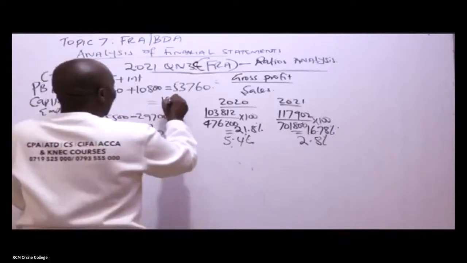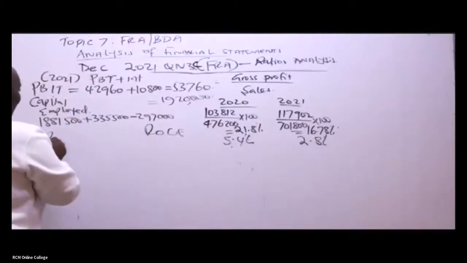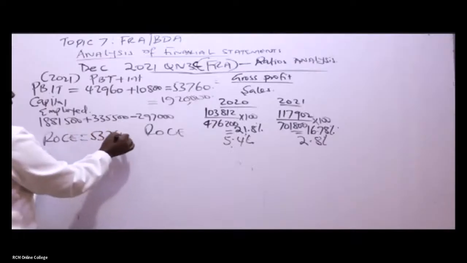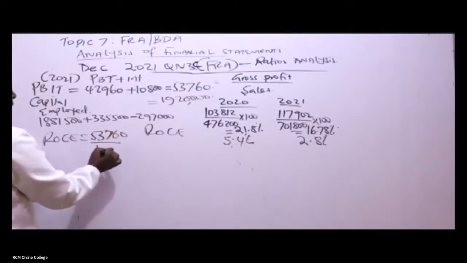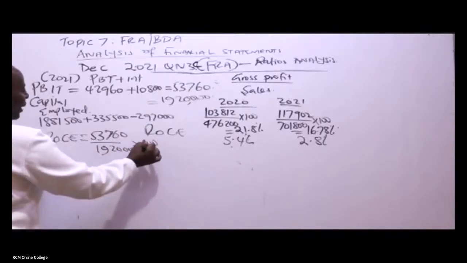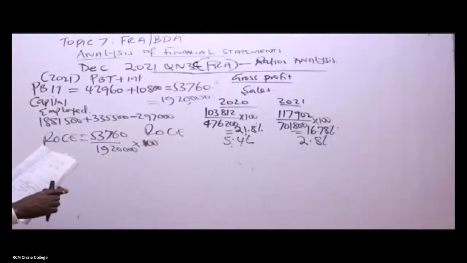1,920,000. Beautiful figure. And then now remember that ROCE really is the quotient between this PBIT, 53,760. We divide this by the capital employed, 1,920,000 times 100. So then are you able to give me these figures, 2.8? So I believe now, Angie, you are able to pick that one for 2021.